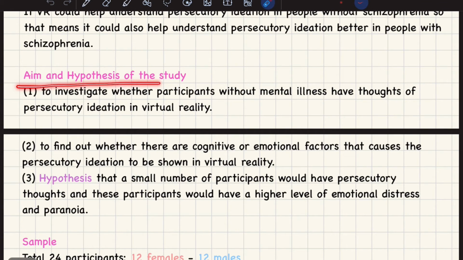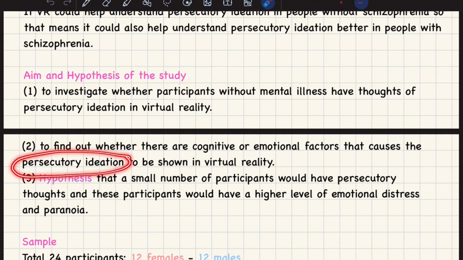Now, the aim and hypothesis of the study. First, Freeman wanted to investigate whether participants without mental illness, that do not have a history of mental illness and never experienced a mental illness, have thoughts of persecutory ideation, negative beliefs about other people, in a computer-generated environment. He then also wanted to find out whether there are cognitive or emotional factors that cause persecutory ideation to be shown in virtual reality.